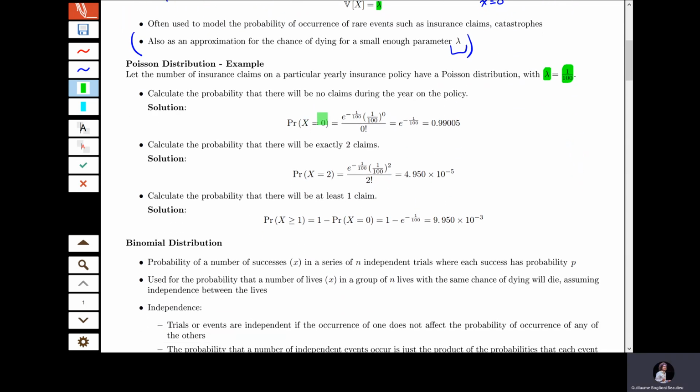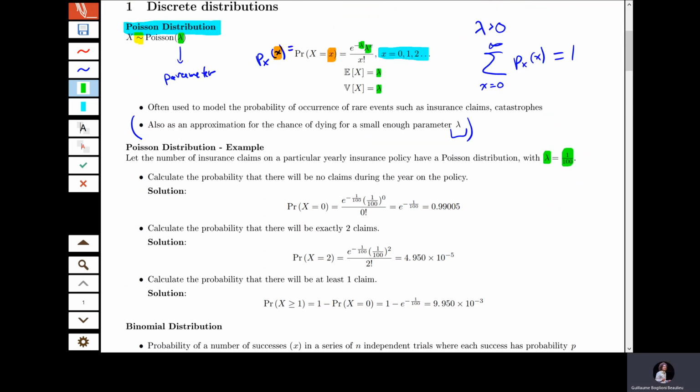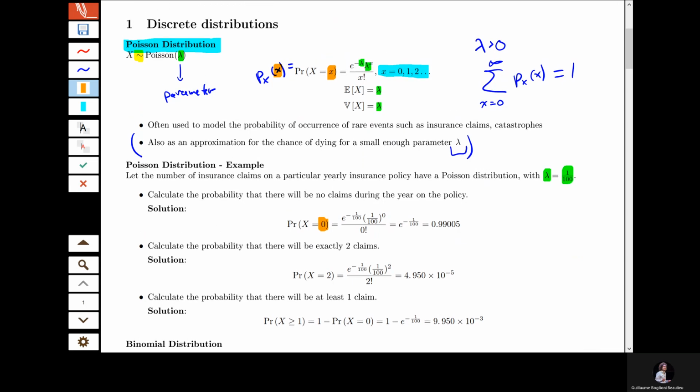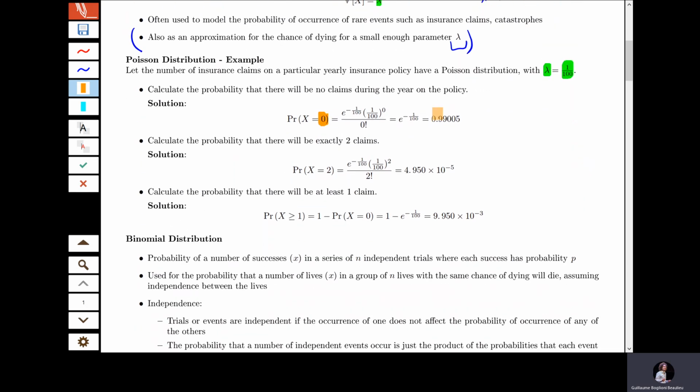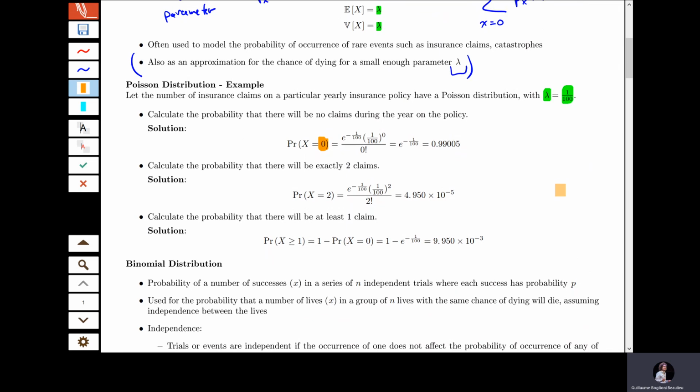Then the probability that there's 0 events, well, let's not spend too much time on this. You just plug in the formula. So you plug little x being 0 in the formula above. Then that's it. Then you obtain the numerical value, which is 99%. Of course, it's a very high probability because again, this is a very low probability of events happening. So then the most likely case is that you get 0.